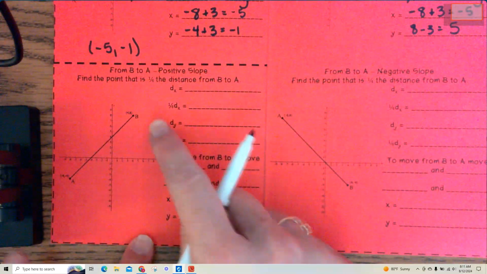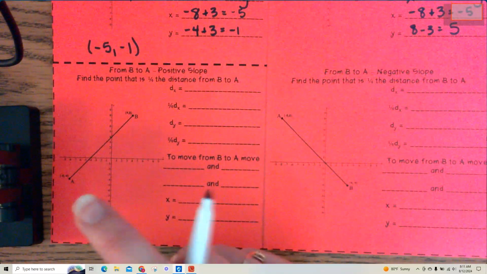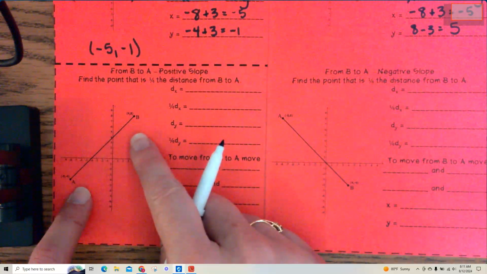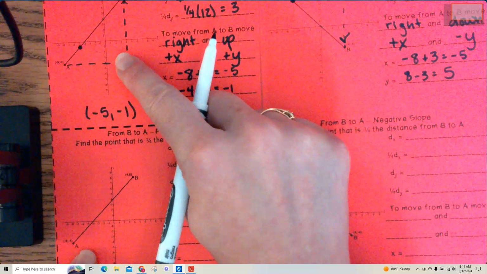Okay, so now we're going the opposite direction. We're going from B to A. Okay, so now we're flipping it, and again, that's going to have a big effect. Points are all the same. Okay, if you notice, the points here, these two graphs are exactly the same, which means all of this information is going to be the same. Okay?